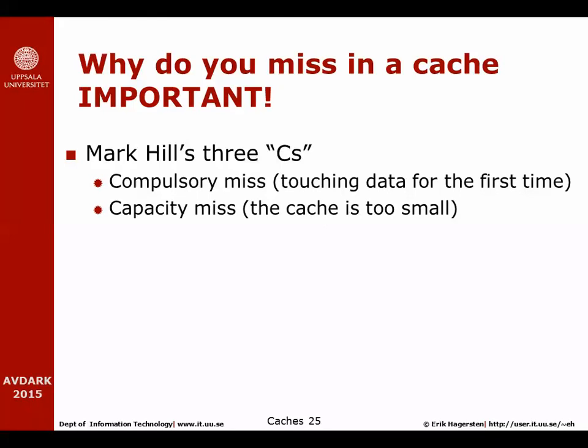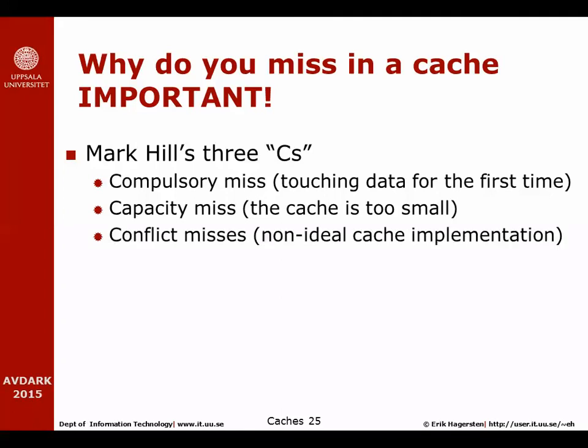It could be a capacity miss. You miss in the cache because you are touching more data than there is space in the cache. So when you go back and touch the same data for the second time, it's been thrown out of the cache. It's too small, for crying out loud. And there could be a conflict miss. That means that it's not a compulsory miss. You have touched this data once before. It's not a capacity miss. The cache is larger than the entire data set you're touching, but you miss anyhow. And that's because it's a non-ideal cache implementation.